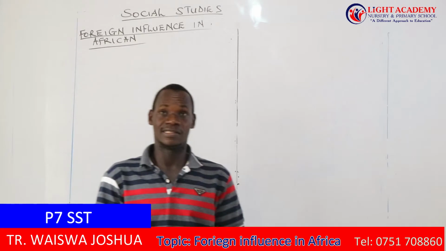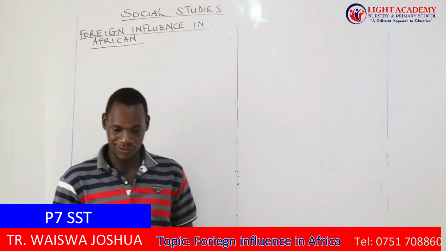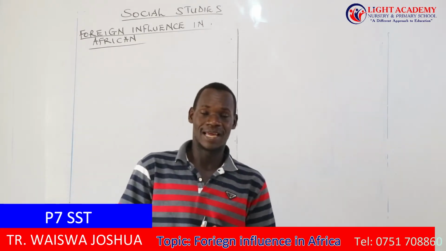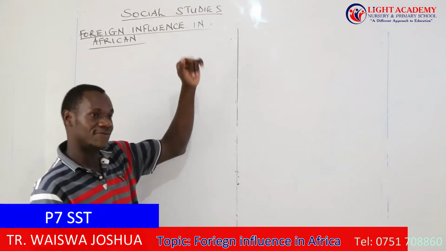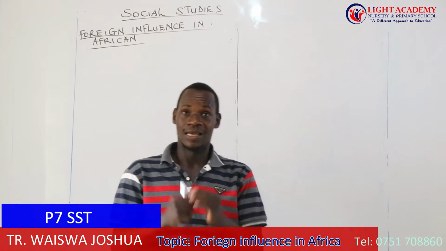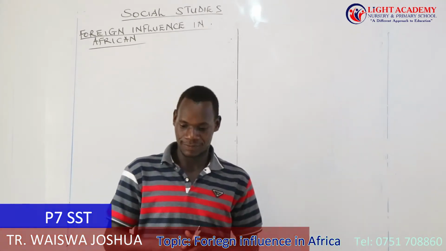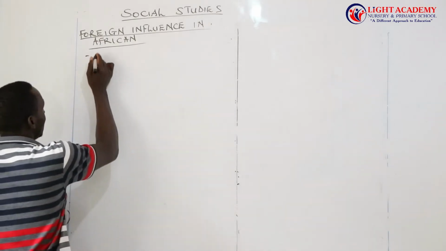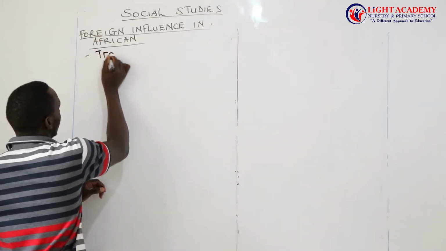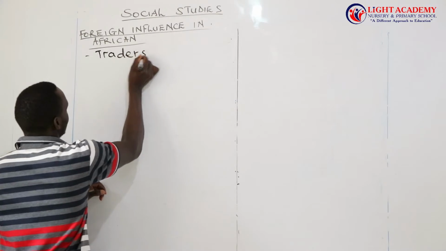We see that Africa is a continent. A continent is a large mass of land surrounded by large water bodies. Earlier, we had looked at foreign influence in Africa, and we looked at the different groups of foreigners who came to Africa. Among these groups, these early visitors who came to Africa, we had traders.